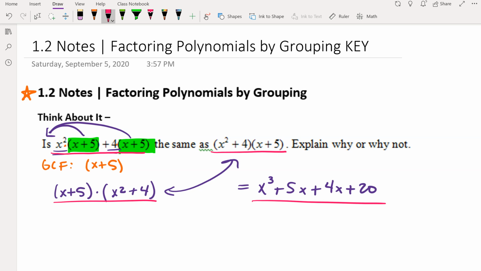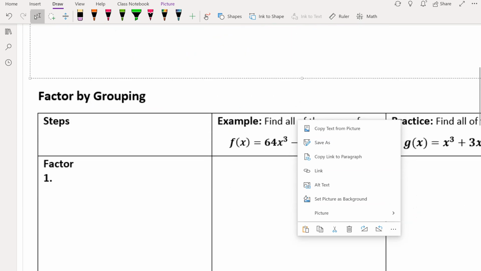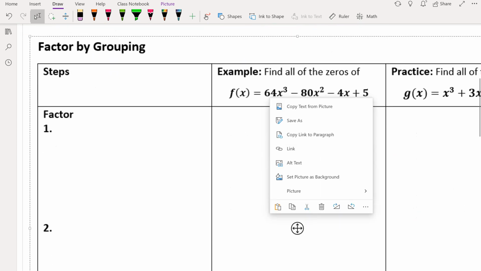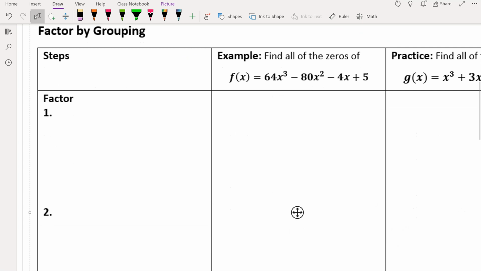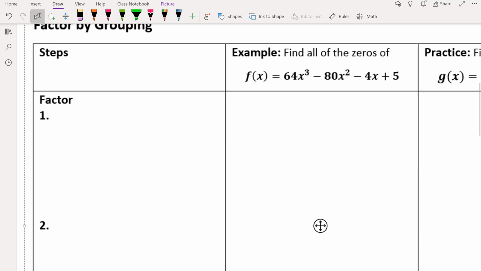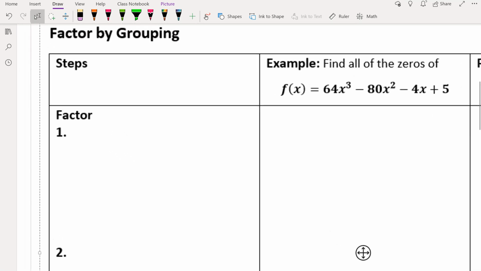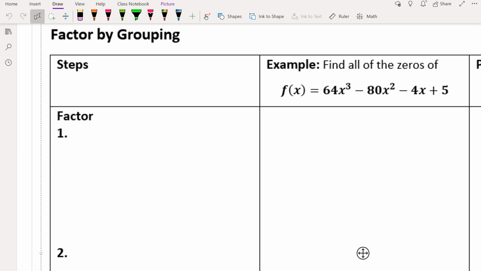Okay, so now we're going to learn how to start here, how to start with the long expression with 4 pieces, 1, 2, 3, 4, and how to get it into 2 factored pieces, how to get it to here, 2 pieces that are fully factored. Okay, here we go. So go ahead and make sure that you get the example down. Factor by grouping. We're going to go through an example and some steps, and then you're going to try on your own. Okay, so you should be writing this example down.